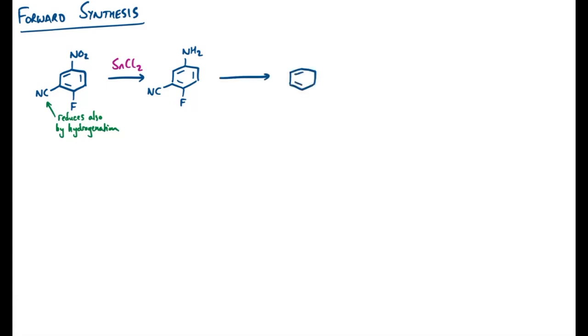Next, we need to convert that amine to the hydrazine. Now for this, we need some sort of reagent that generates nitrous acid or nitrous acid itself. So let's just go with that. HNO2 will form the diazonium species, and then we just need to reduce it down to the hydrazine. We can just use tin dichloride again for that.